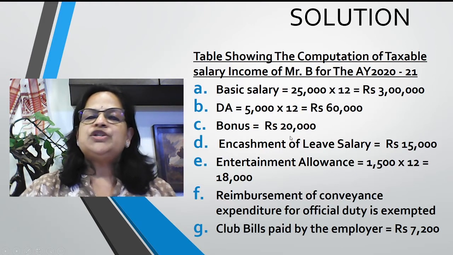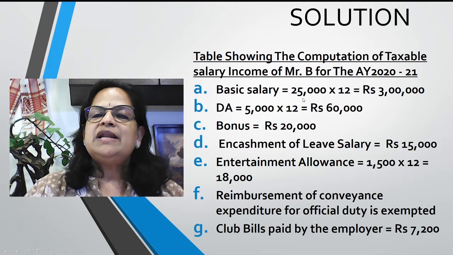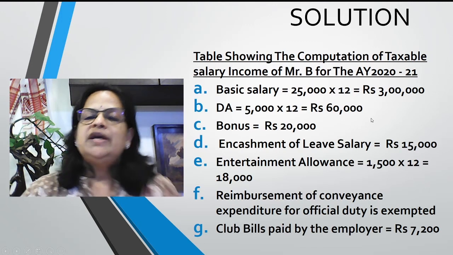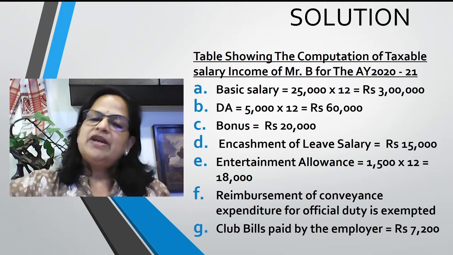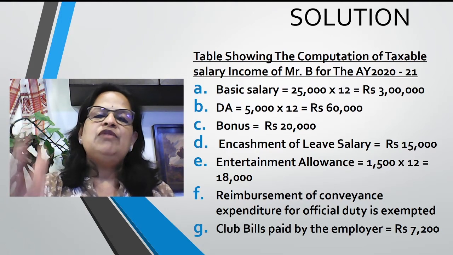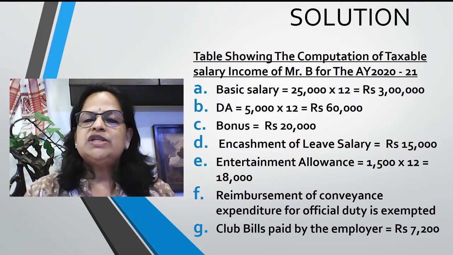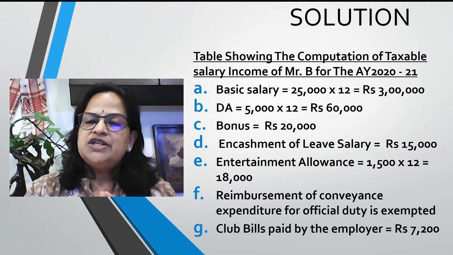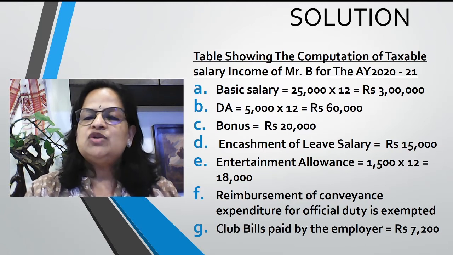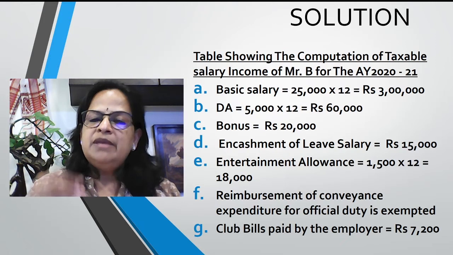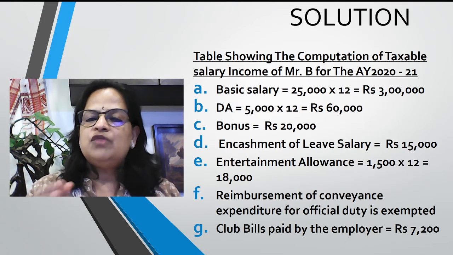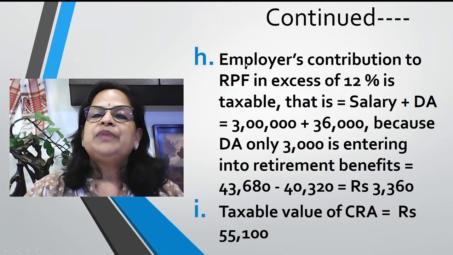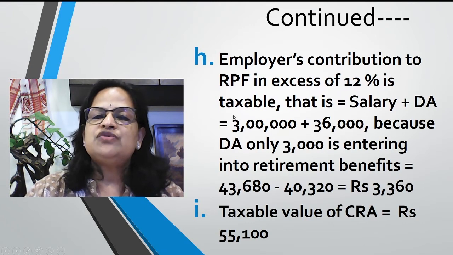Now the table showing the computation of taxable salary. Basic salary 25,000 into 12, 3 lakhs. DA 5,000 into 12, 60,000. Here we will take 5,000 itself, but when we are computing RFA and all, the DA value will be only 3,000. Bonus 20,000. Encashment of leave: if you are encashing leave while in service, it is fully taxable for government and private sector employees. Entertainment allowance 1,500 into 12, 18,000. Reimbursement of conveyance expenditure for official duty is completely exempted. Club bills paid by employer, fully taxable. Employer's contribution to RPF in excess of 12% is taxable.